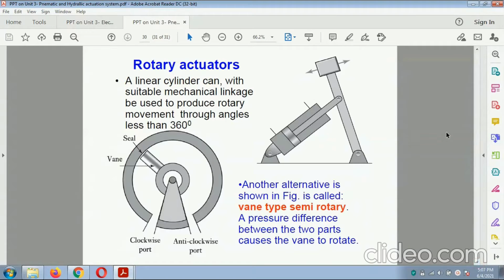Rotary actuator. A linear cylinder can, with a suitable mechanical linkage, be used to produce a rotary movement through an angle less than 360. The other alternative, as shown in the figure, is a vane semi-rotary actuator. A pressure difference between the two ports causes the vane to rotate. So this is a seal, this is a vane, this is the clockwise port and this is the anti-clockwise port. This is a front view and this is a side view of the system when rotated.